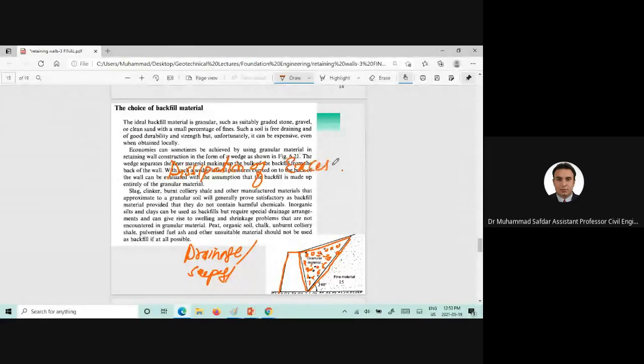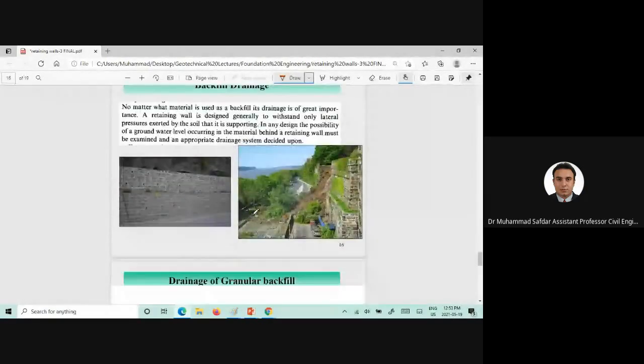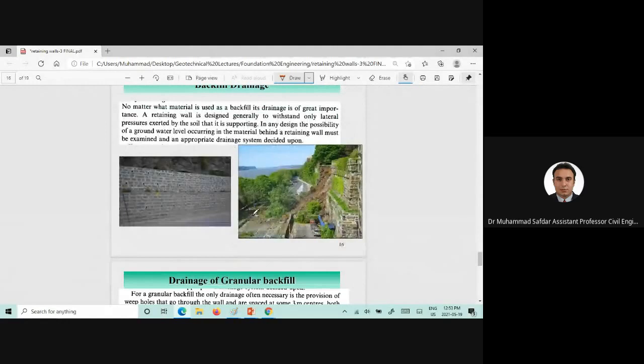Excess pore water pressure, hydrostatic forces are less, due to the dissipation of the excess pore water pressure. Now, no matter what material is used as a backfill, its drainage is of great importance.